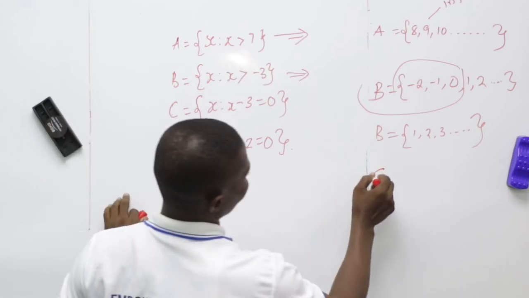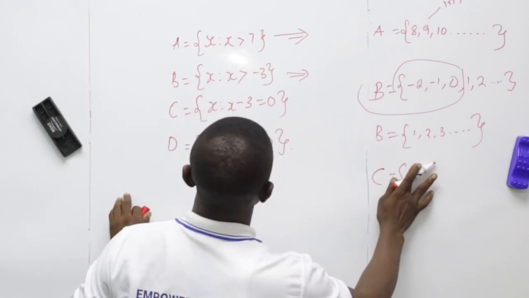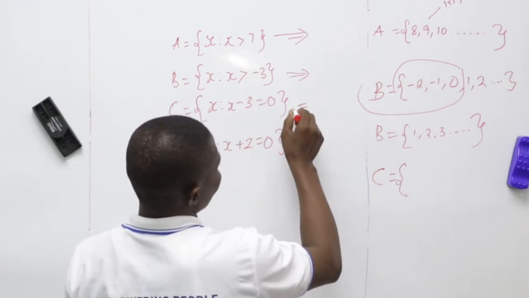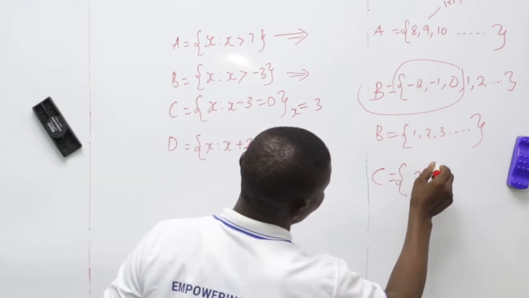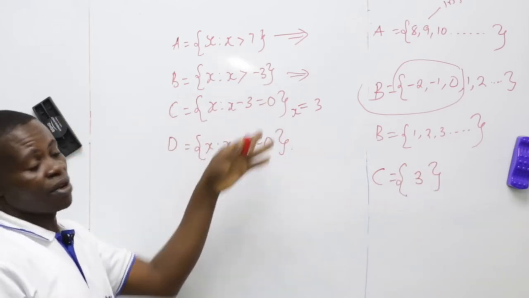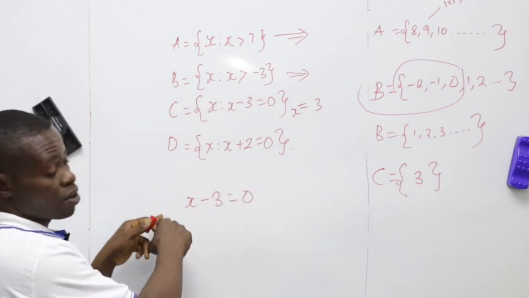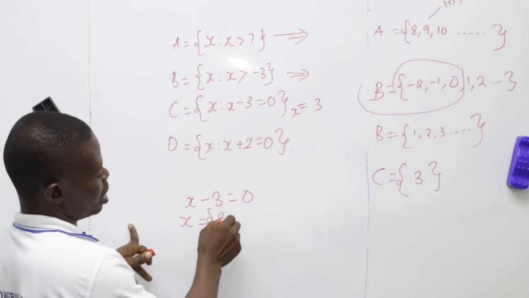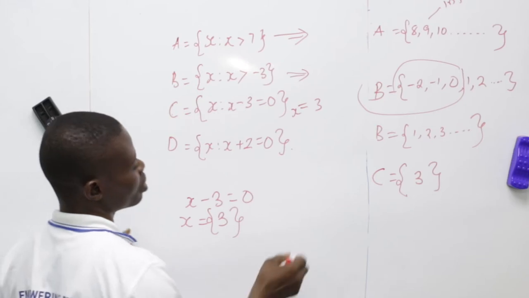Therefore, C, x minus 3 equals 0, meaning x equals what? 3. So the answer here is just 3. When you solve this in form of an equation, you're trying to say x minus 3 is equal to 0. You collect like terms, it means x equals 3. So the element of C is just 3.